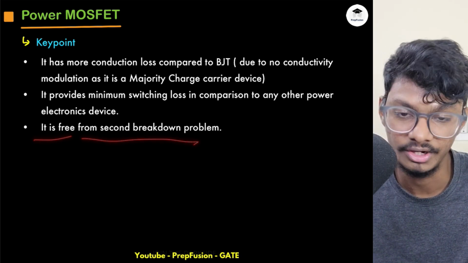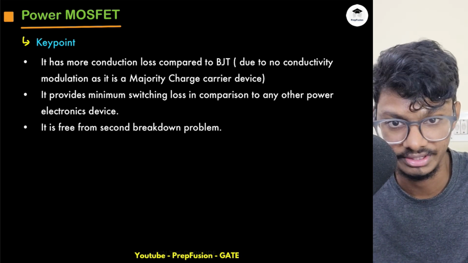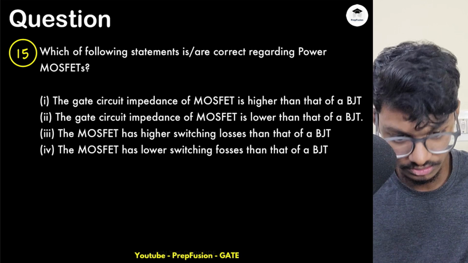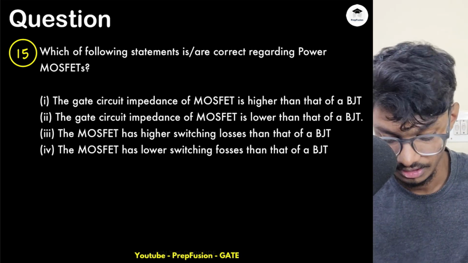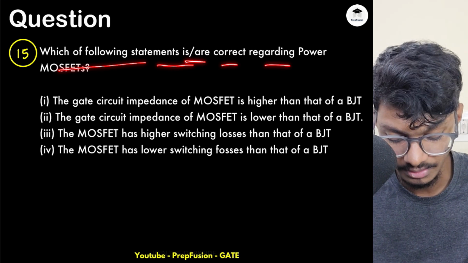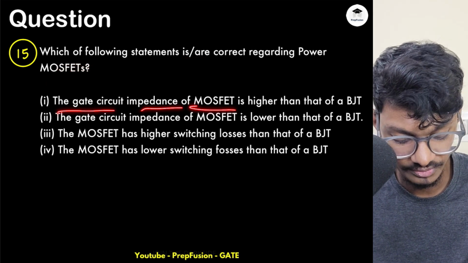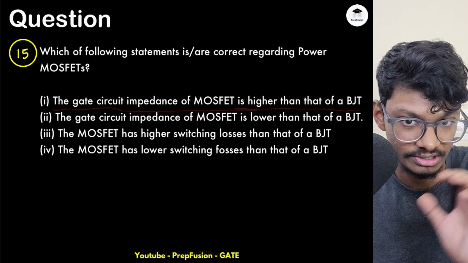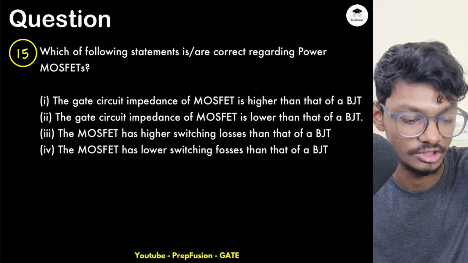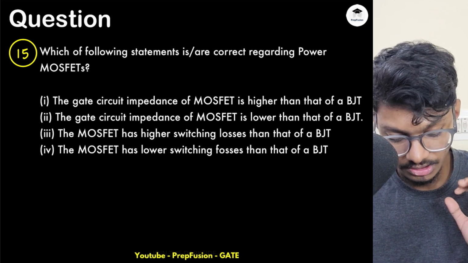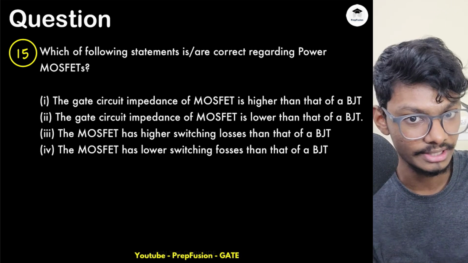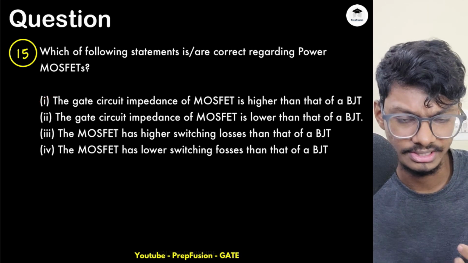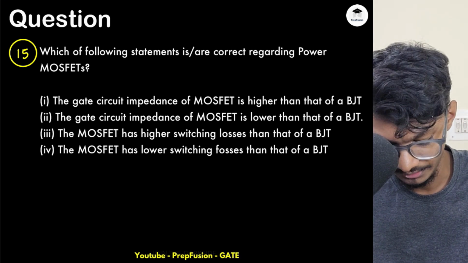It is free from the second breakdown problem. Basically it doesn't have that thermal runaway type of thing. Let's do a question on this. Which of the following statements is correct regarding power MOSFETs? The gate circuit impedance of a MOSFET is higher than that of a BJT. Is it true? What is the gate equivalent of a MOSFET in a BJT? It is the base terminal. Some current flows in the base terminal and we apply some voltage, but in a MOSFET no current flows. So the input impedance is infinity.